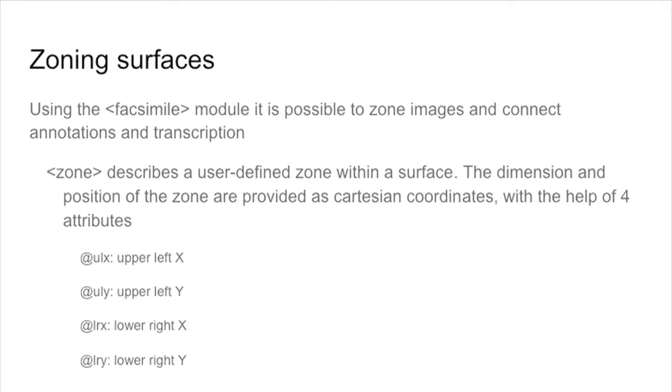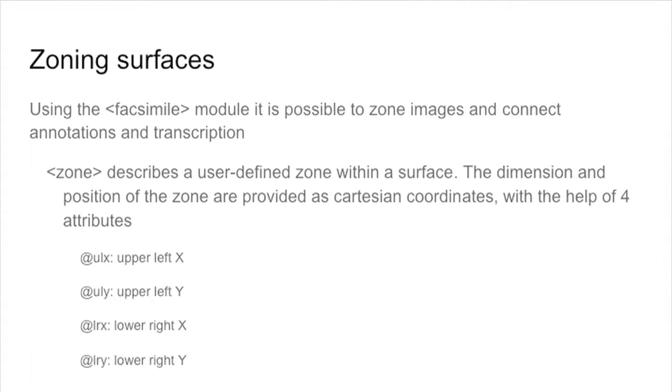The TEI uses the facsimile module. We have seen that already, and now we see how it works in more detail and more in depth. In particular, we will see how to use the element called zone. Zone is the one that is able to say, well, this is a particular area of my image that I would like to talk about, or I would like to connect to a transcription.